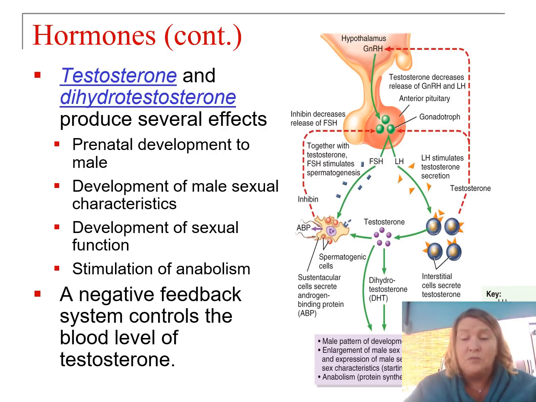One of the most important hormones in this whole process is testosterone. Another name for testosterone that's even stronger is dihydrotestosterone, DHT, and it's just a stronger version of testosterone. So we can think of them very similarly or the same. They produce a lot of effects. So one of the effects is prenatal development of the male, right? Without the testosterone, dihydrotestosterone, the fetus does not develop as a male.